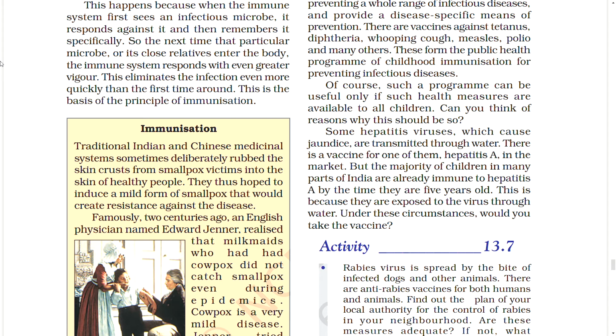Some hepatitis viruses which cause jaundice are transmitted through water. There is a vaccine for one of them, hepatitis A, in the market, but the majority of children in many parts of India are already immune to hepatitis A by the time they are 5 years old. This is because they are exposed to the virus through water. Under these circumstances, would you take the vaccine?